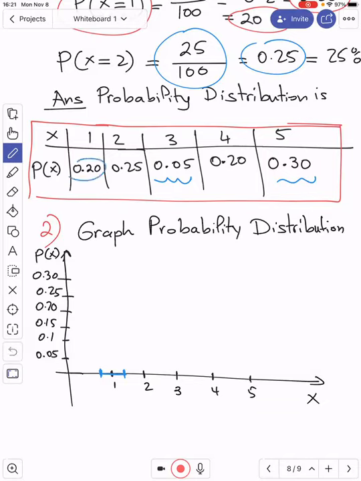So the probability of 1 is 0.20. So we're going to go up to 0.20. And that will be my first rectangle. Okay.